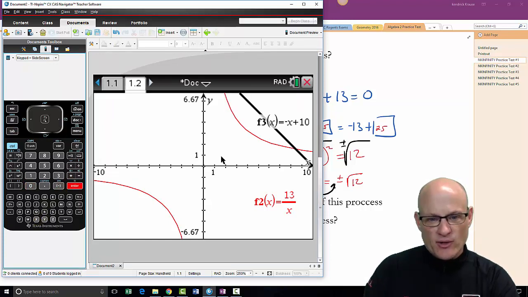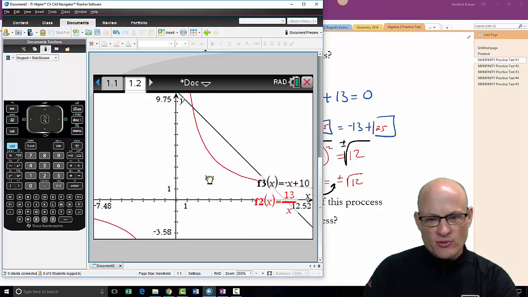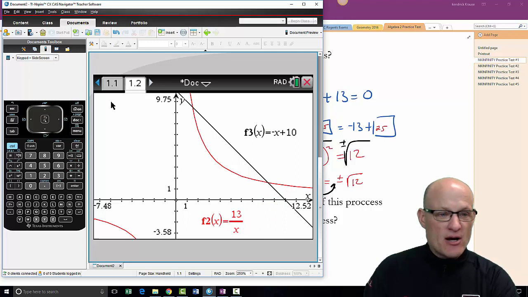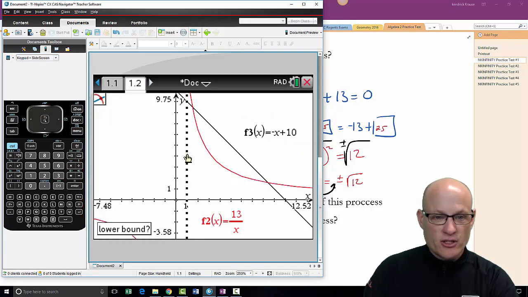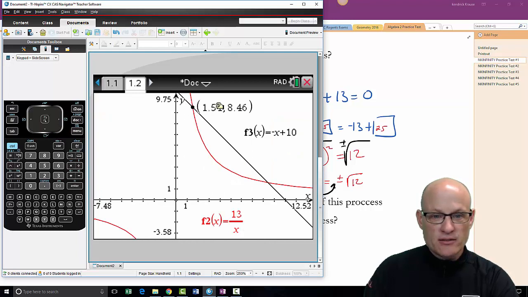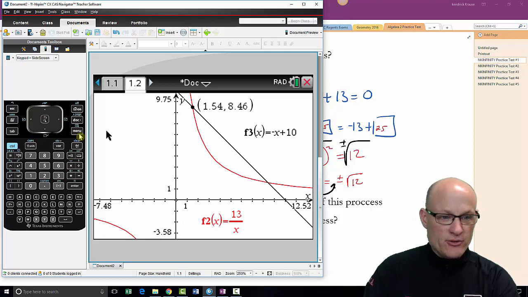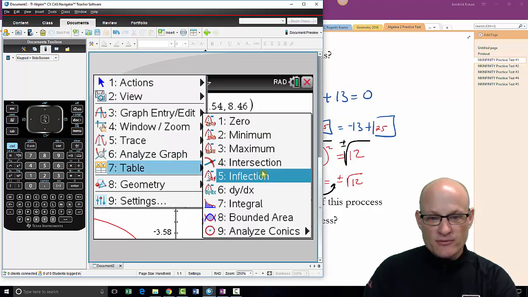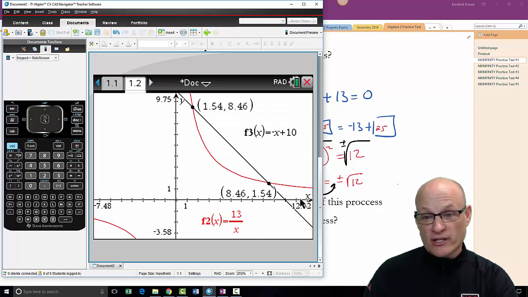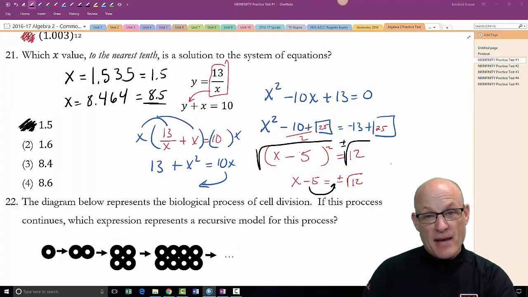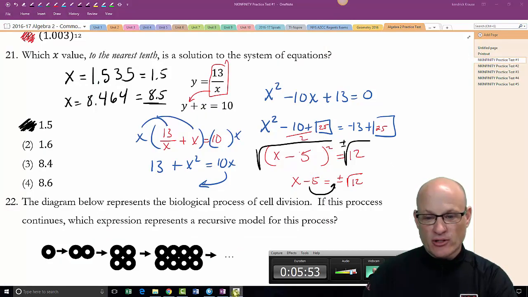And so you see where we got the two answers here? I graphed them. Now I just got to find their points of intersection. Menu, analyze the graph, intersection, click. 1.54, and then menu, analyze the graph, intersection, click, 8.46. So you just got to be careful with the rounding here. I didn't really necessarily need to go through all that math. I could have just used the calculator.